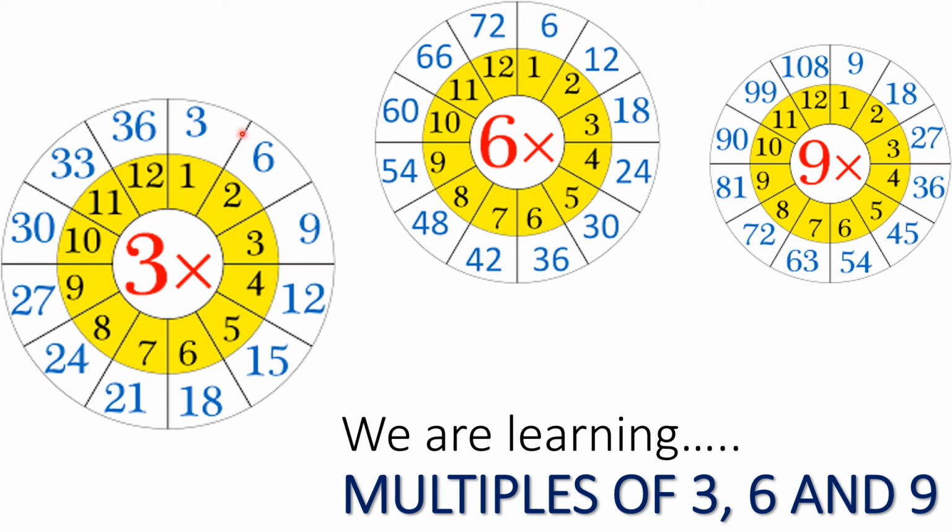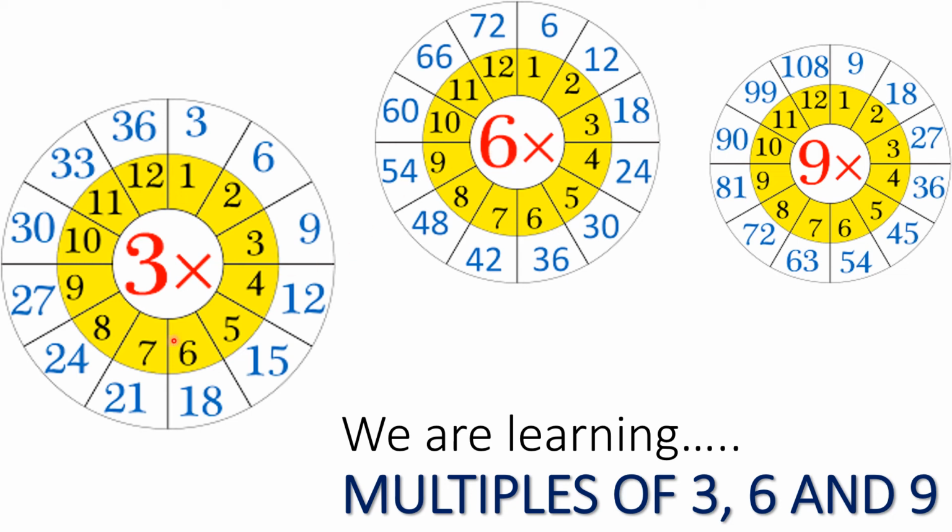Let's go on to the multiples of 6. See, 6 times table, and we have 6 multiplying all of these numbers from 1 to 12. Now do you notice that when you multiply 6 by all these numbers, these are the multiples we get. All these answers in the white section are the multiples of 6, not 3 again. They are the multiples of 6.